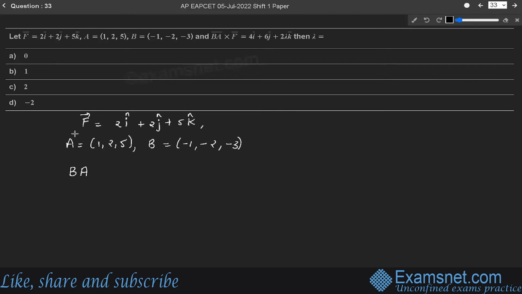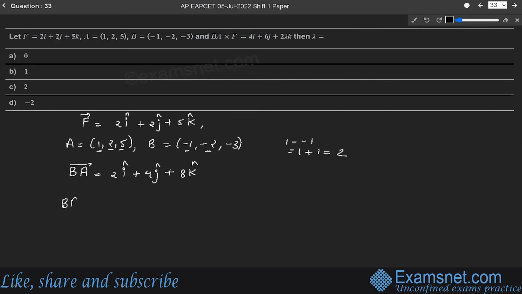So first, let us find BA. Do you know how to find BA vector? Whenever we are asked to find BA vector and we are given the points, then all we have to do is point A minus point B. So the first point is 1 and -1. So 1 minus -1 will be 1 plus 1, which is 2. So BA vector becomes 2i cap. Then 2 minus -2 means 2 plus 2, so it will be plus 4j cap. And the last term is 5 minus -3, which means 5 plus 3, so plus 8k cap. This is the value for BA vector.